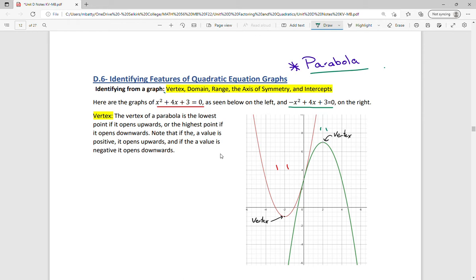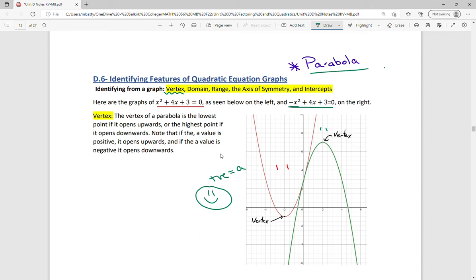So we're going to start off with the vertex. The vertex is like the apex. It's the highest or the lowest point of our parabola. It's going to open upwards when we have a positive a value. Here you can see that there's a positive a value. It makes it happy, if you will. Do you see the shape of the smiley face there? That's why I put these eyes on it. I don't know if that helps.